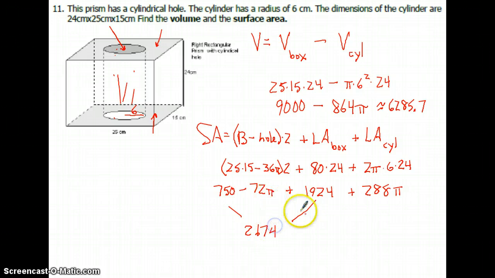And I can also combine the pi terms. Now, careful, that's a negative 72. I have 216 pi that I'm adding to that. So there's the exact answer. Then I can approximate that.